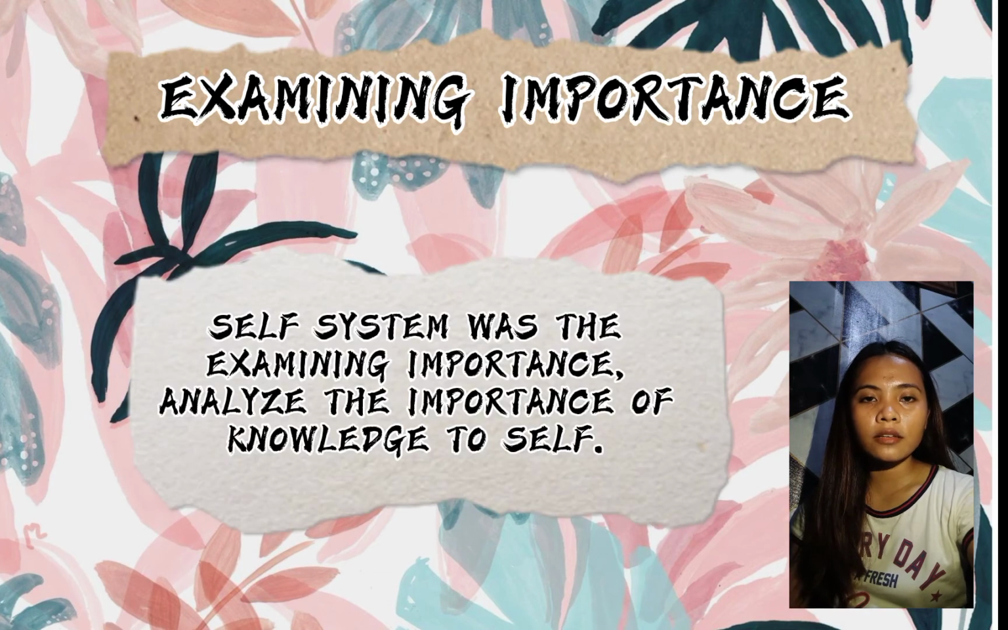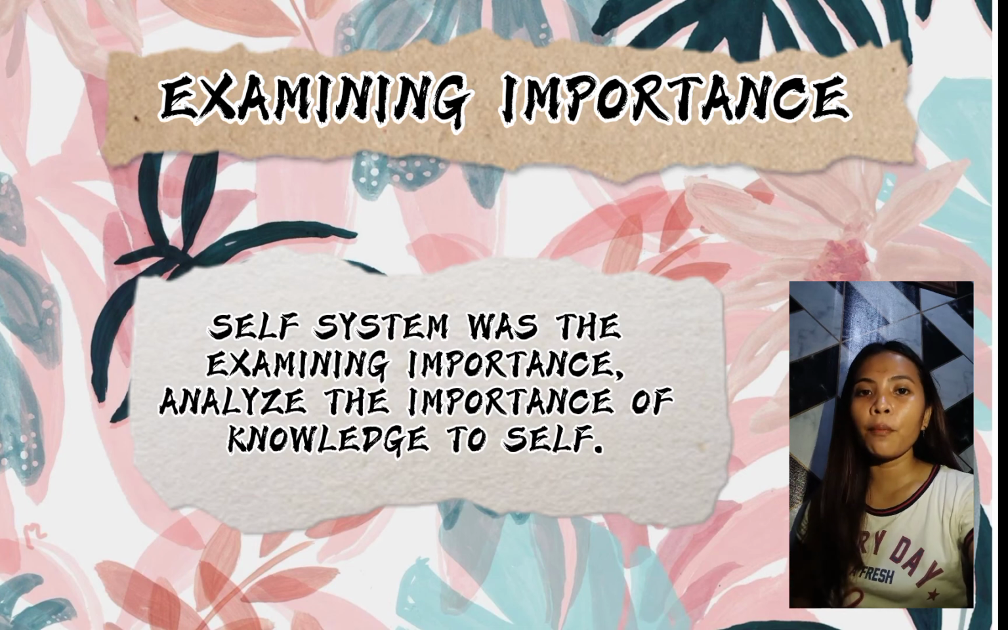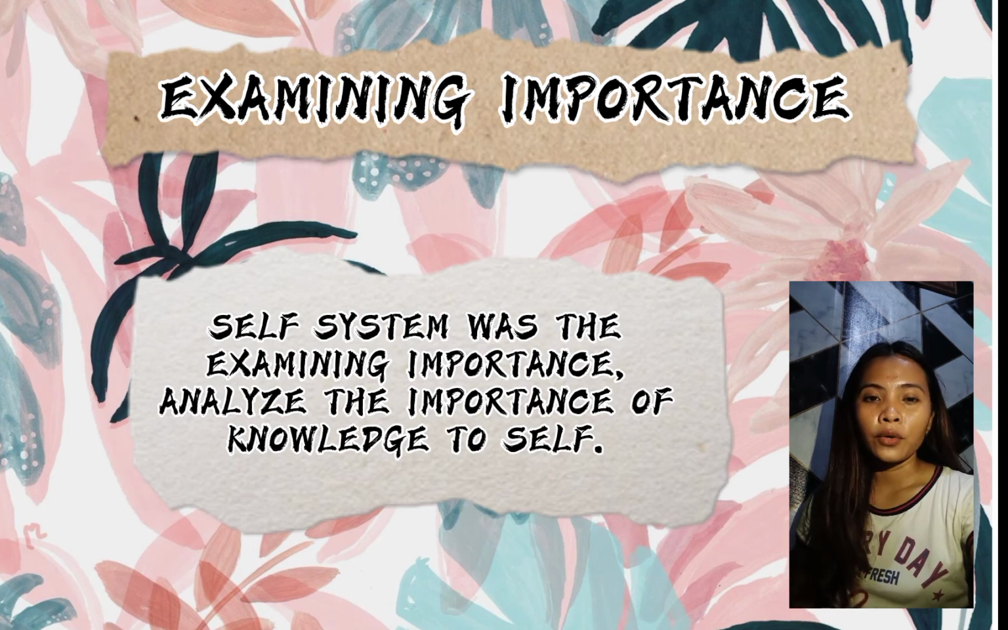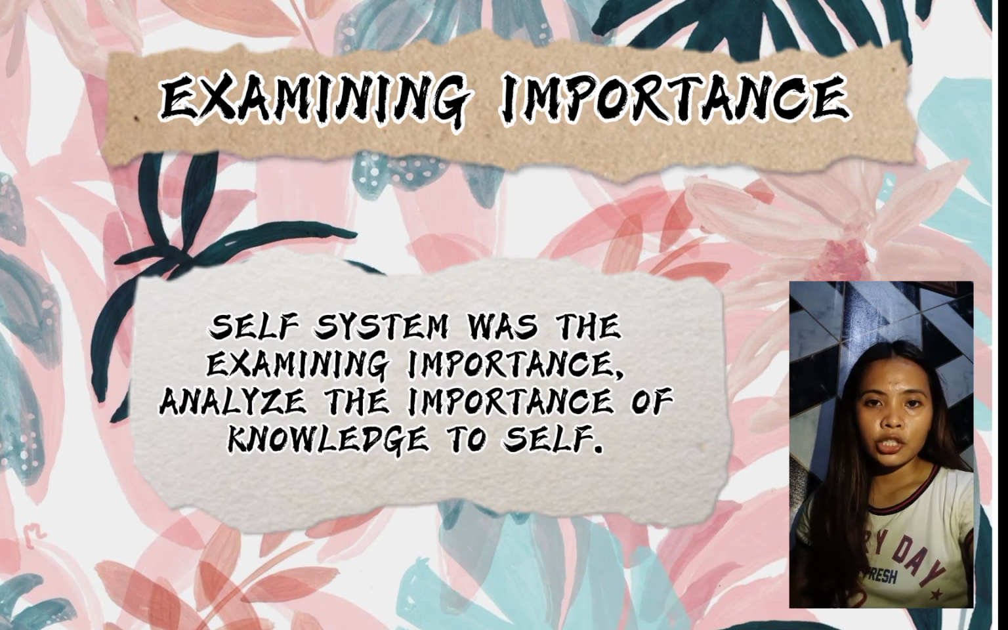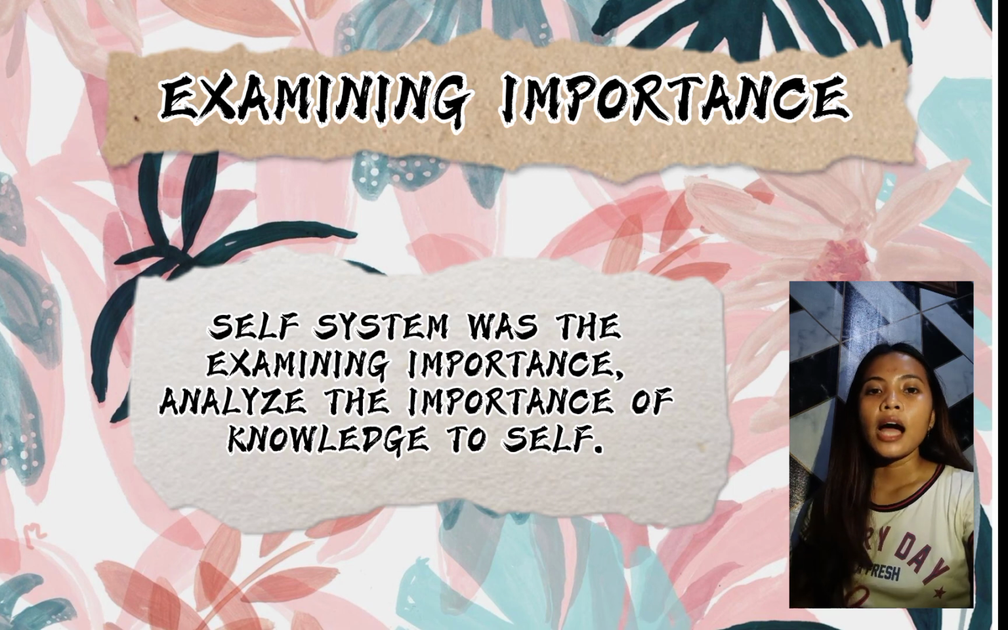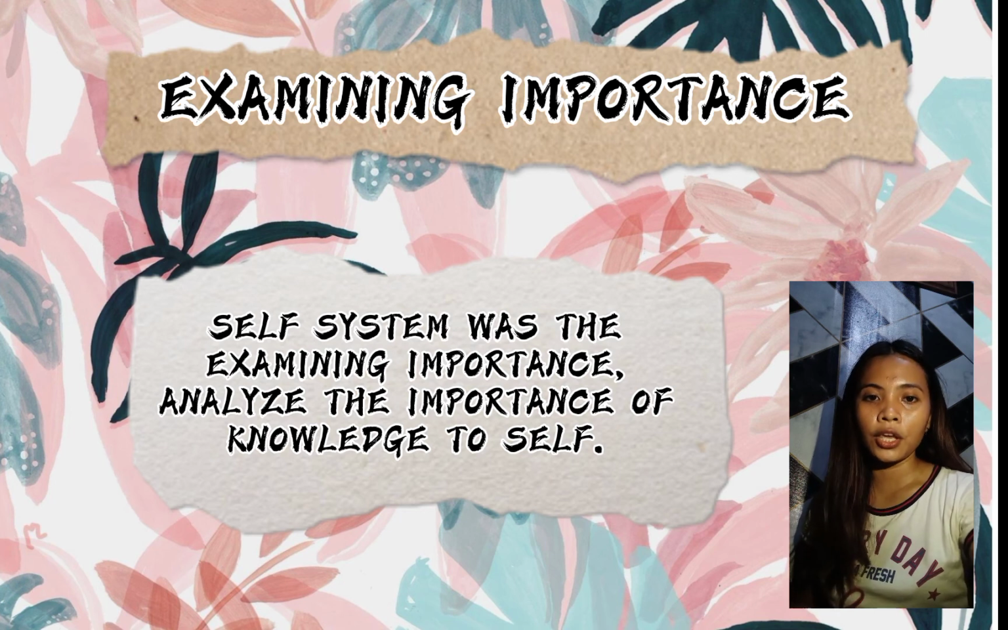Okay, so the last process of the self-system is examining importance. Examining importance analyzes the importance of knowledge to self. Knowledge is a very important thing for personal growth and development. Knowledge solves problems in life which can be solved with the power of knowledge. Knowledge also sharpens our skills like reasoning and problem solving. A strong base of knowledge helps the brain function more smoothly and effectively. So that is the importance of knowledge to every individual and to ourselves.